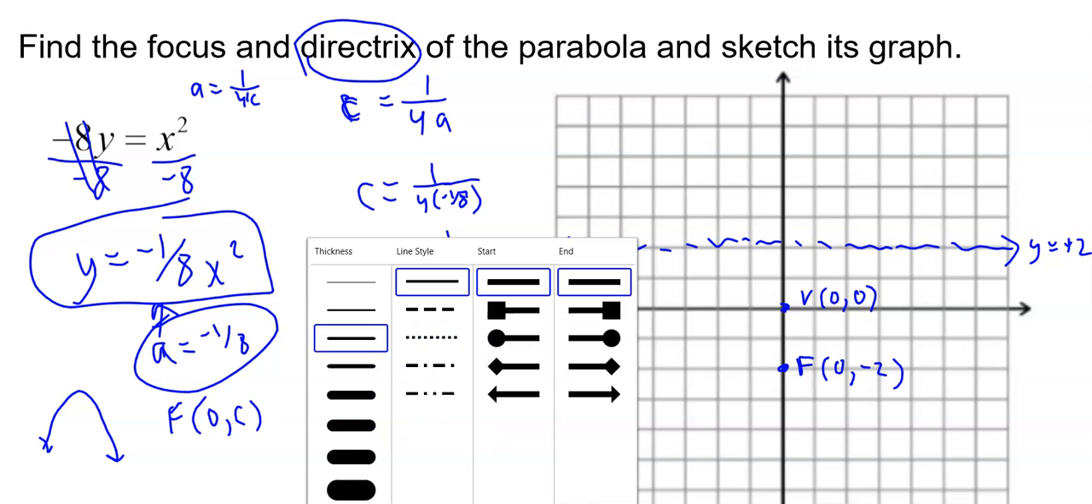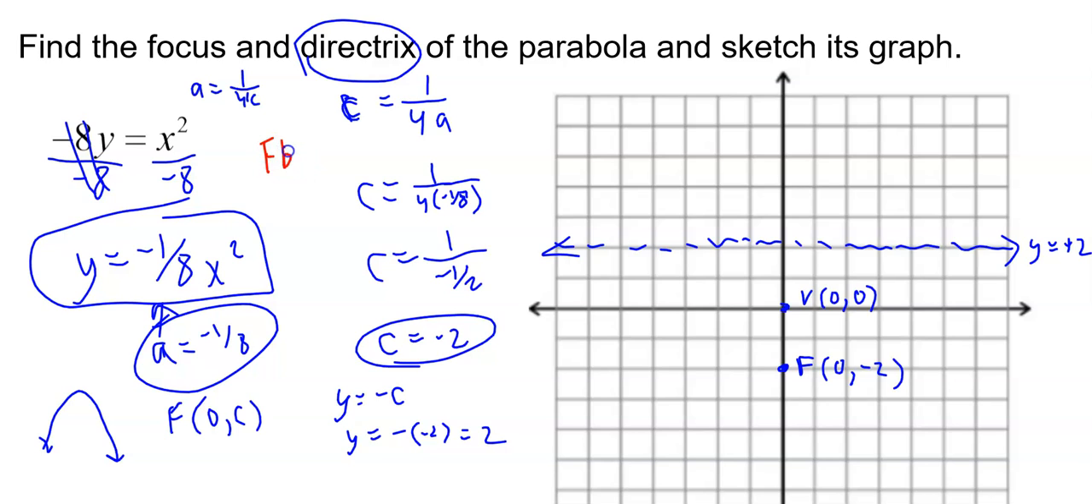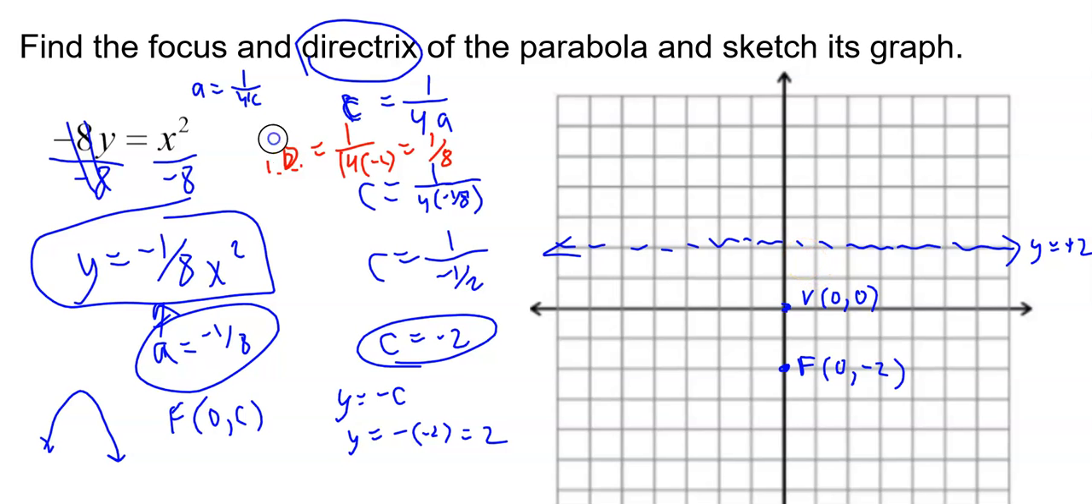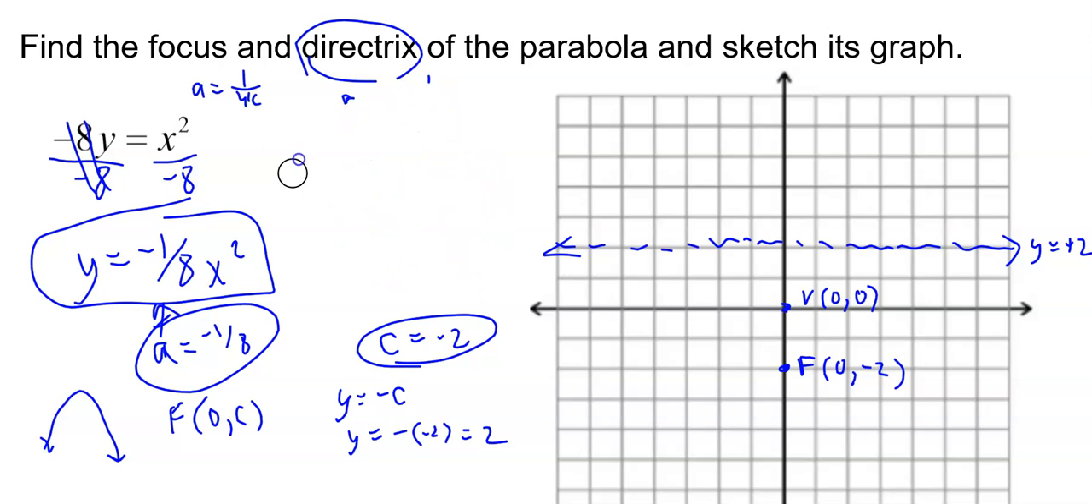Okay, so now let's use our focal diameter formula, which is 1 over the absolute value of 4C. So absolute value of 4 times negative 2, that equals positive 1/8. It's a positive number every time. No, let me just redo that focal diameter a little bit here. I knew something was wrong.